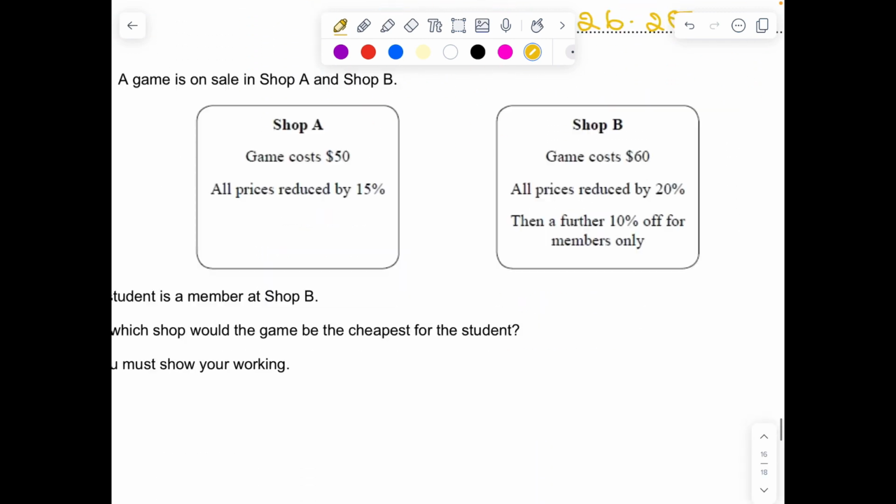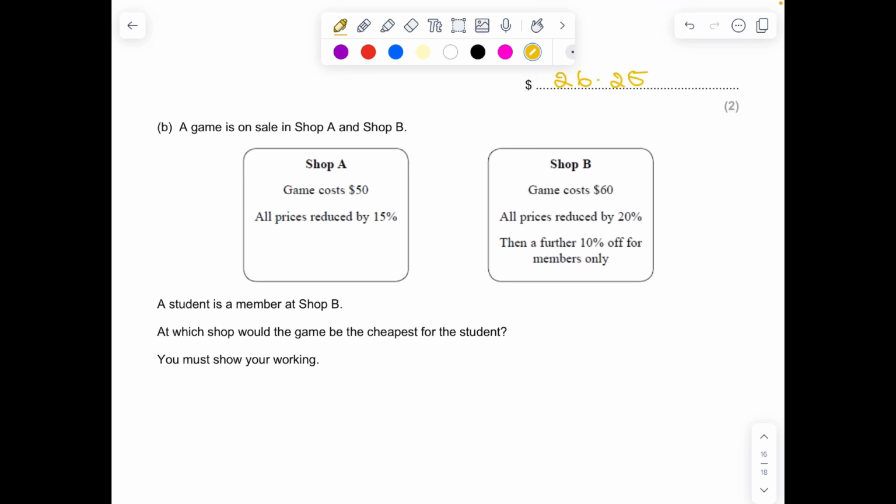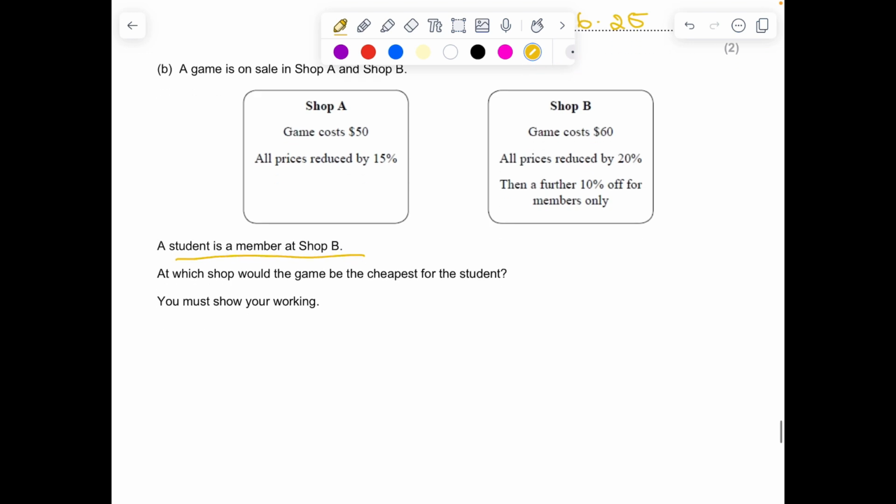Okay. Next, we've got a game that is on sale. Which shop would the game be the cheapest for the student? So we know that the student is a member at shop B. So shop A, the game costs $50, all prices reduced by 15%. So for shop A, all I'm going to do is 50 multiplied by 0.85 to do a 15% reduction. So 50 times 0.85, so that is $42.50.